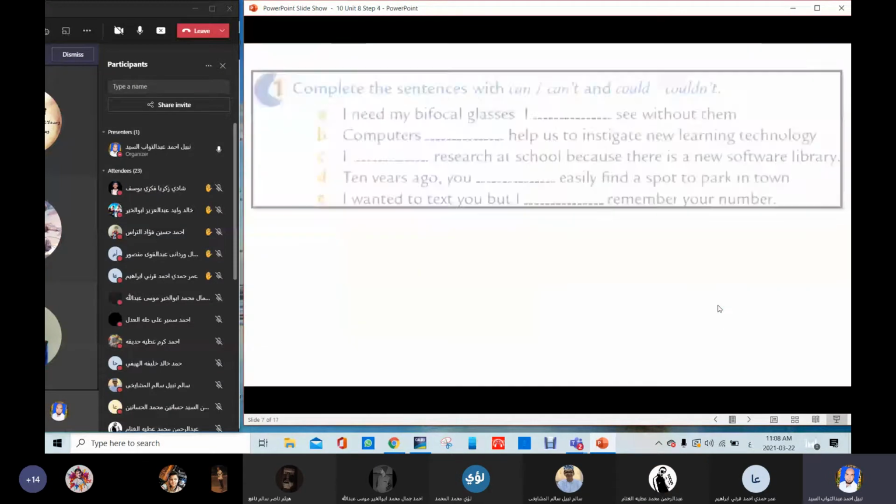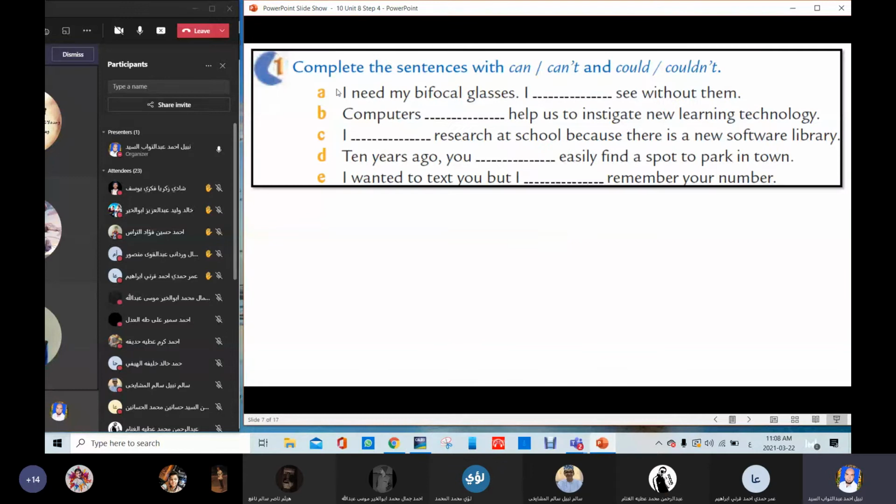Now, let's do the first exercise in your student's book. Complete these sentences from A to E with can, can't, could, couldn't. Okay, I'll give you 2 minutes to read and complete. Come on, read and choose can, can't, could, couldn't.